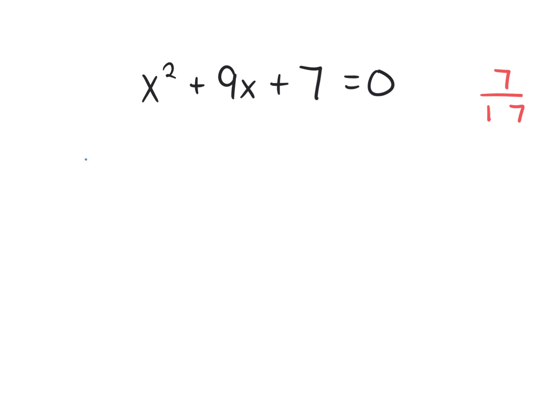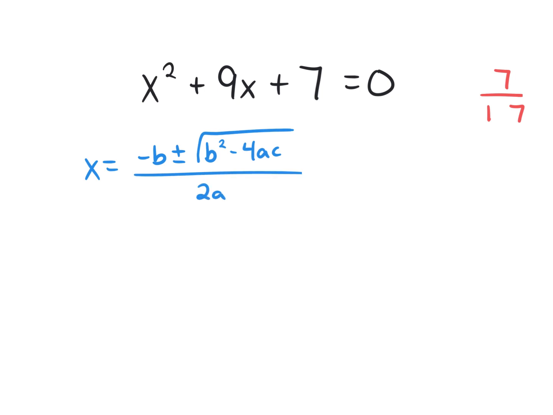So on the board, I had this up there for you. Negative b plus or minus the square root of b squared minus 4ac over 2a. Okay. What is my a value? 1. A is 1, b is 9, c is 7. Okay, so we're just going to plug this in here. What do I plug in for negative b? Negative 9, yep.